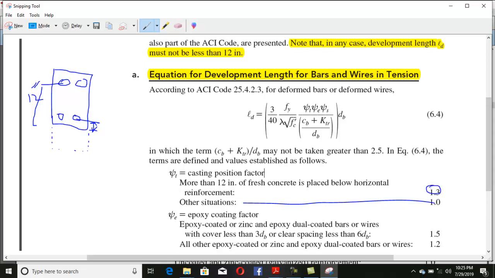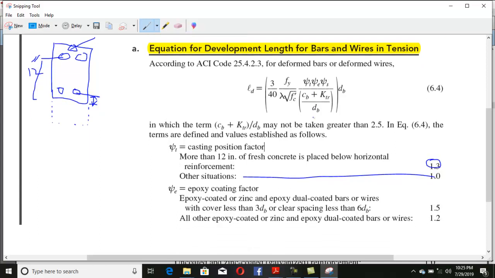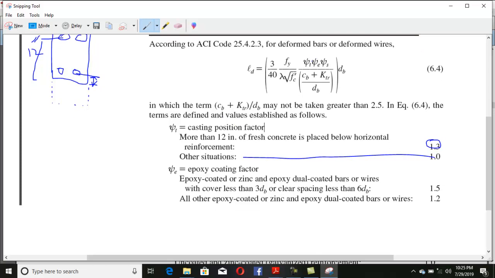It is a well-known factor, and we then call it top reinforcement, as in a cantilever beam, or negative reinforcement in continuous beams. In that situation you have to use the value 1.3, but in a simply supported beam you take psi t equal to 1, depending on the 12 inch depth. Next, psi e is the coating factor, the epoxy coating factor.